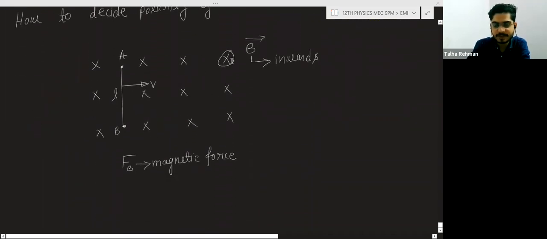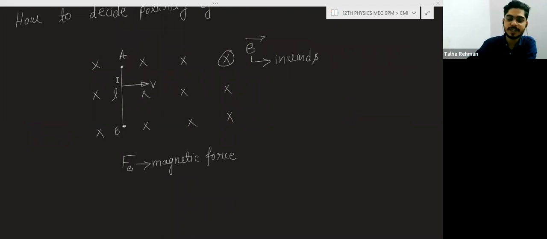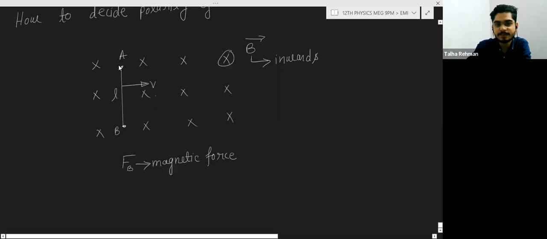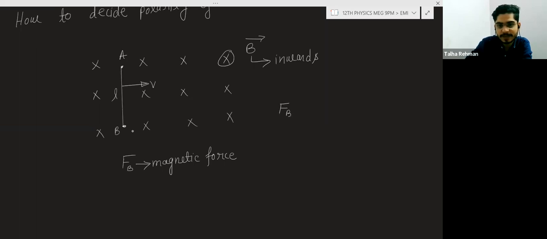So in a given magnetic field that is inward, a conductor is there, and this conductor is moving in this direction with some velocity. So in this conductor there will be an induced EMF, and this conductor will experience a magnetic force. The magnetic force on a wire is given by I into L cross V.